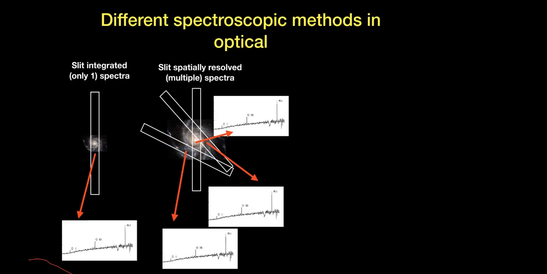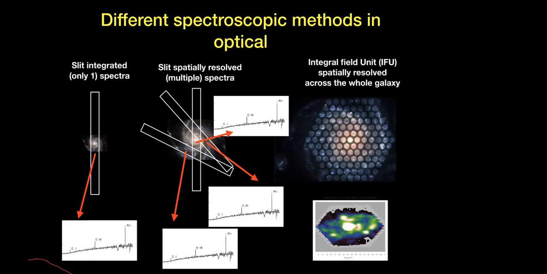So next comes integral field spectroscopy, or what is called IFU spectroscopy. These are basically bundles of optical fibers, which are packed together in a closed shape, something like a hexagon here.